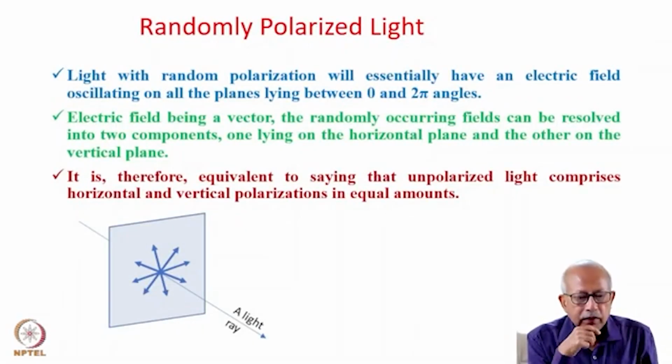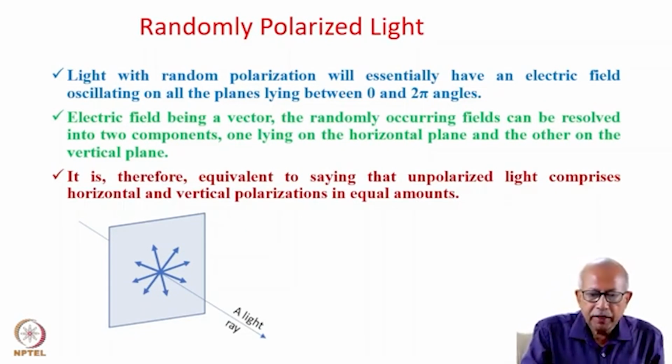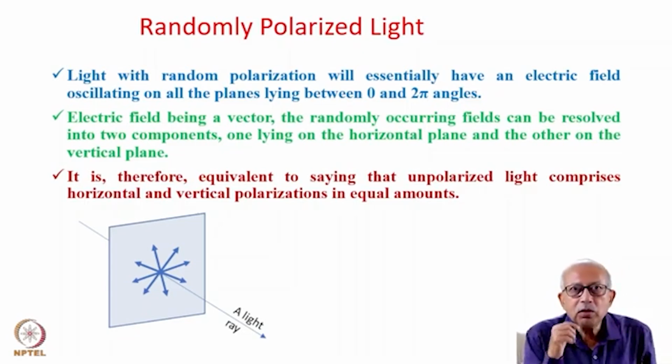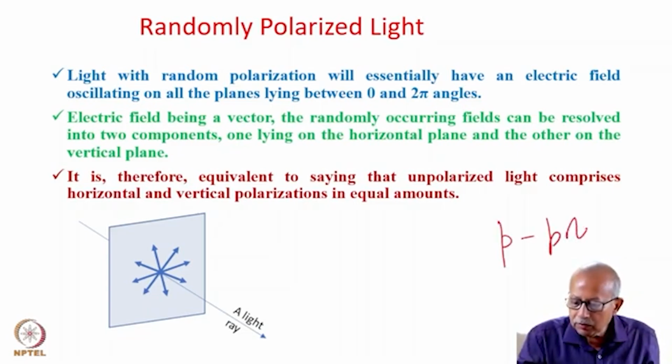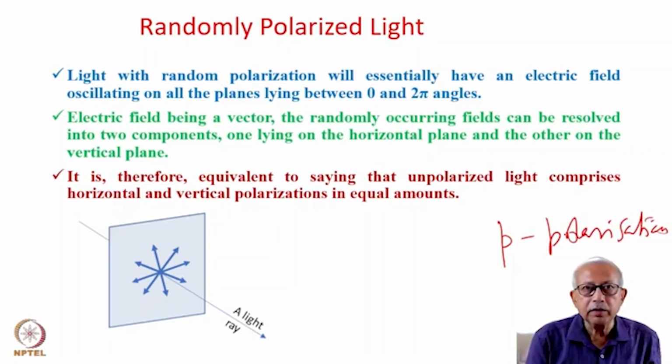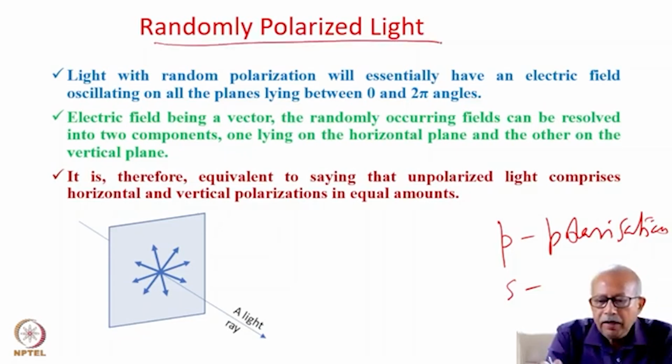So in the previous class, we have seen that plane polarized light can be of horizontal polarization, which is denoted as P polarization, and the vertical polarization, which lies on the vertical plane, is called S polarization. Let us know a little bit more about randomly polarized light.